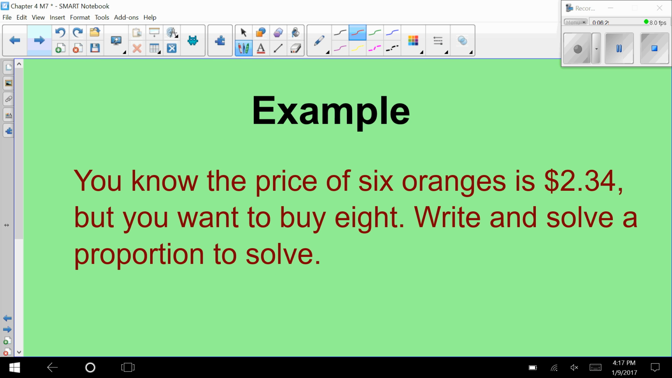So let's try this one. You know the price of 6 oranges is $2.34, but you want to buy 8. Write and solve a proportion to solve it. Try it on your own.